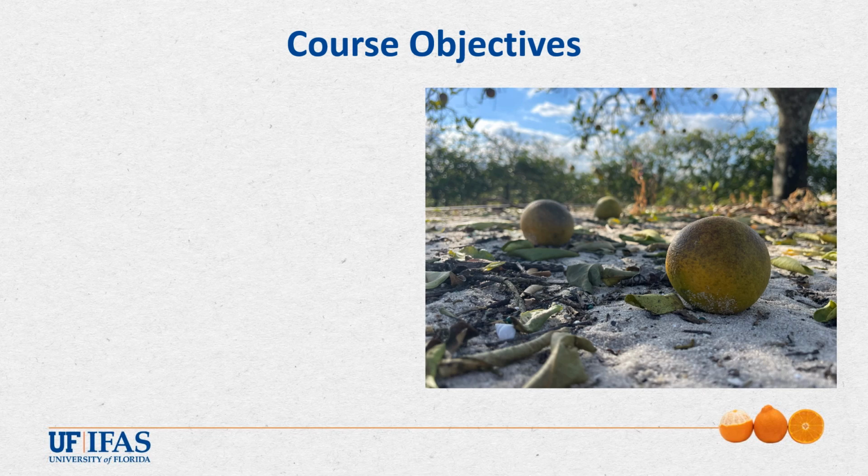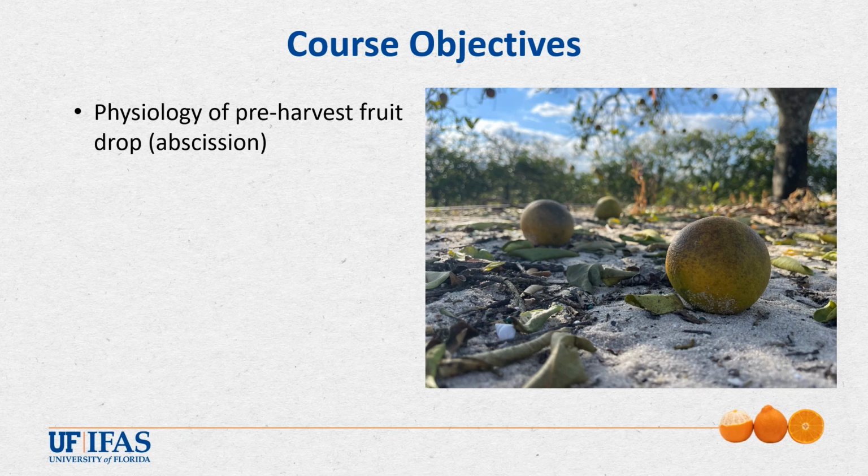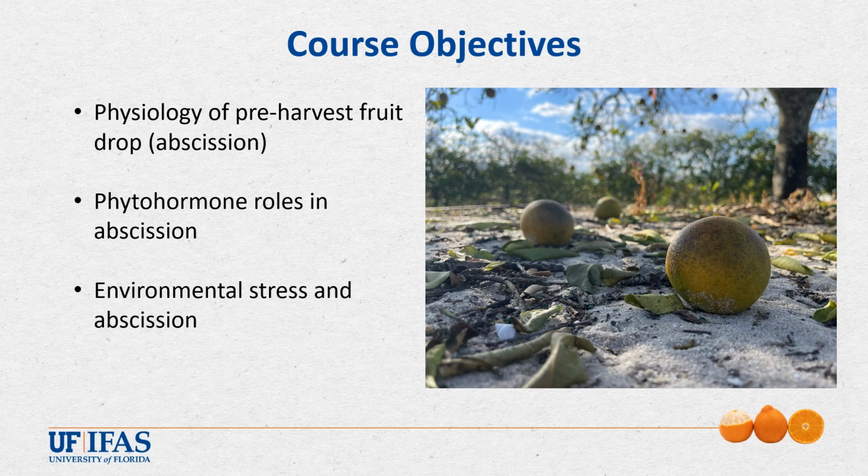The objective of this course is to understand the physiology of pre-harvest fruit drop abscission, explore the roles of phytohormones in abscission, go over some of the environmental roles in abscission, and lastly talk about how HLB is affecting pre-harvest fruit drop in groves.